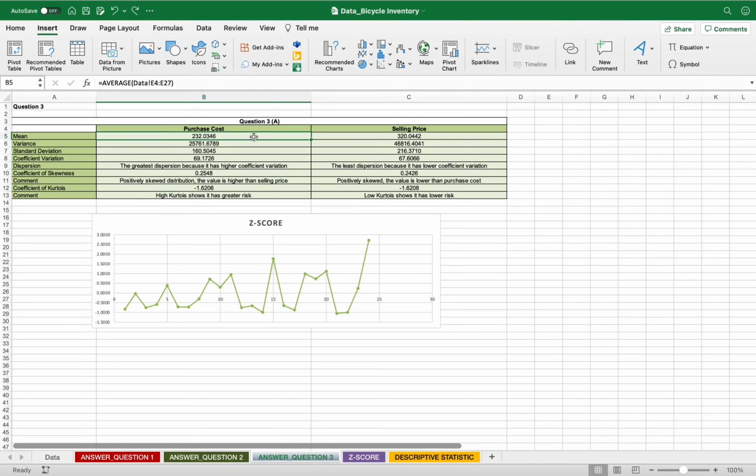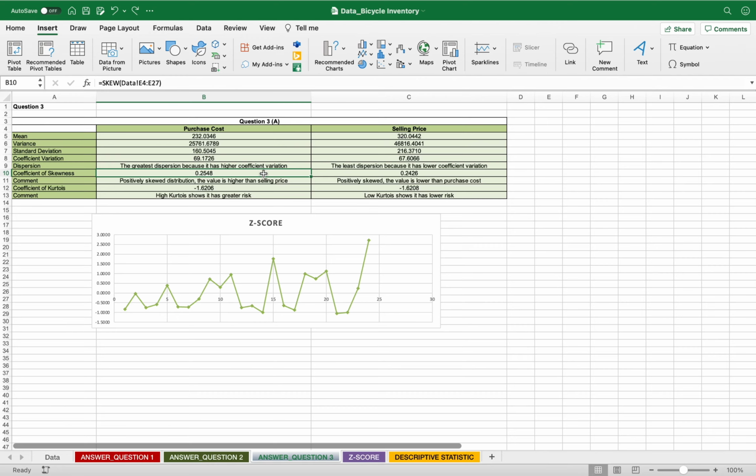For mean, I use the formula equal to AVERAGE, and I drag over the data from purchase cost. And then for variance, I use the formula equal to VAR, and then I drag over the data from purchase cost. And then for the standard deviation, I use the formula STDEV, I drag over the data from the purchase cost. And then for the coefficient of variation is equal to standard deviation, I drag over data from purchase cost, over average from data from purchase cost, and then multiply by 100, and then it has the greatest dispersion.